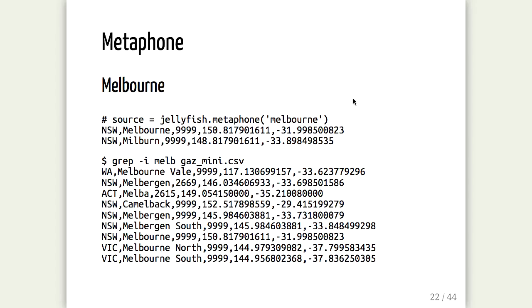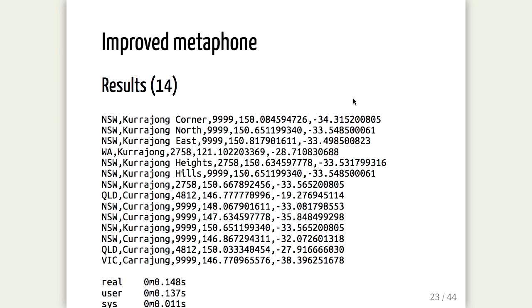So we can improve on Metaphone by saying, OK, well, if the person has given you a word 8 letters long, cut off the first 8 letters of the word in the gazetteer and compare that. So that would work. And so I did that. And so we get our improved Metaphone, which has 14 results. And they look quite good. They all sound like Currajong. We didn't get the Currawong or the Curragong, but they're reasonable.